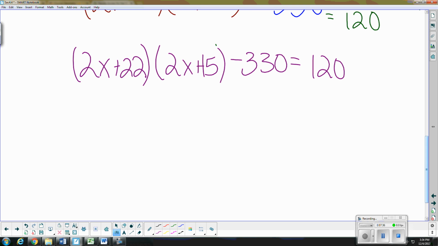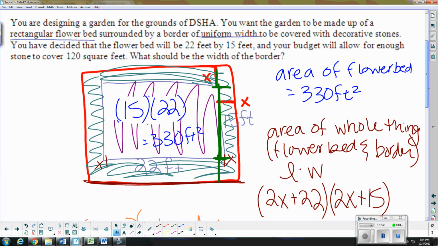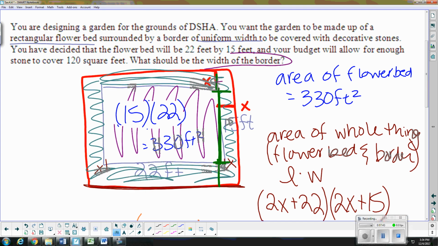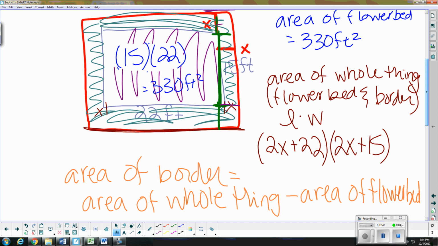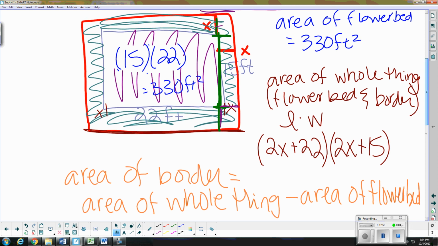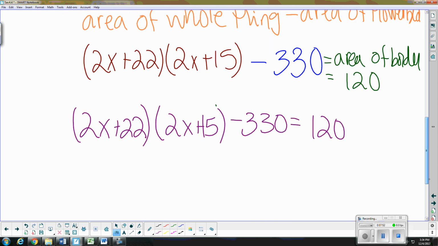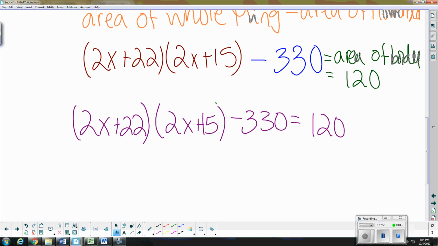So now we need to solve for x, because it's asking us to find the width of the border. That's what we're looking for, the width of the border, which is x. So we want to solve for x. Our first step in solving for x is to set the equation equal to 0. Next, we'll factor. Next, we'll use the zero product property.